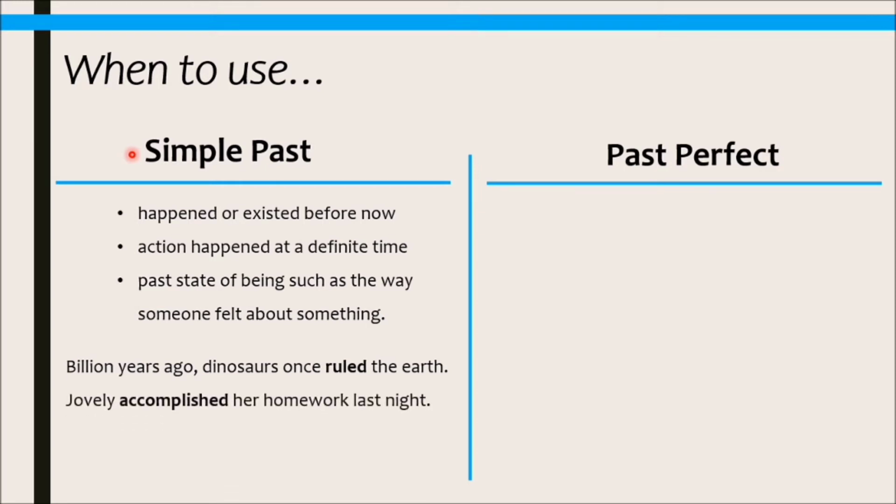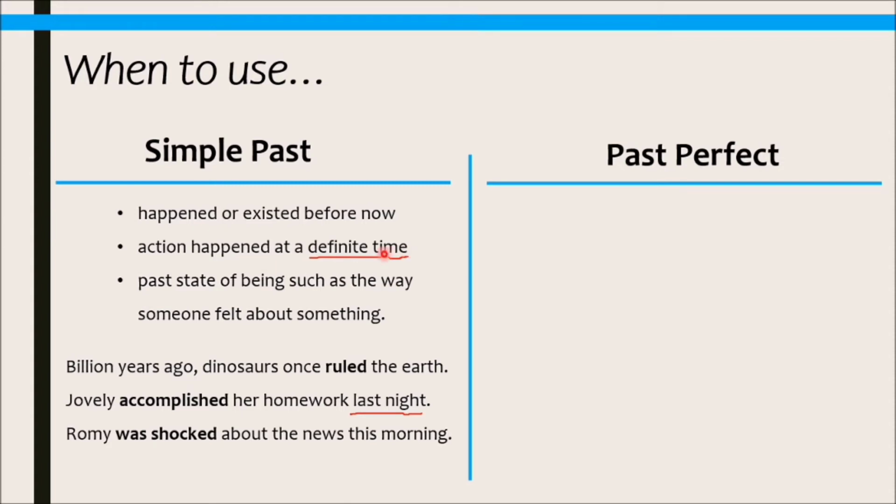Next, Jovely accomplished her homework last night. If I'm going to ask you now, when did Jovely accomplish her homework? She accomplished it last night. You see, the action occurred at a definite time. That's why we use simple past tense. Next, Romy was shocked about the news this morning. Here we describe a state of being. It's what Romy felt about the news this morning.